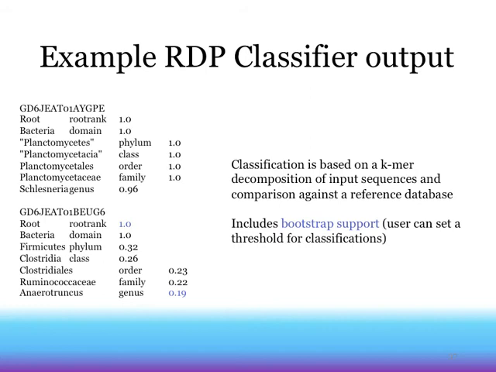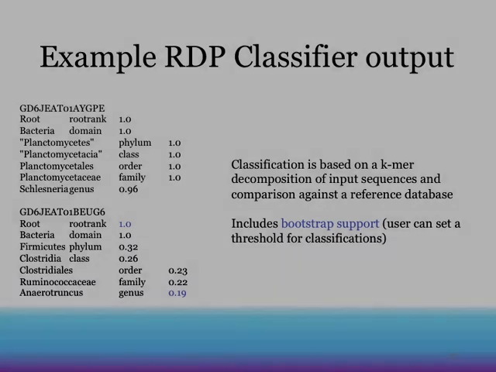Often what you will do with this is set a minimum threshold. You might say anything less than 0.7 is out. I'm not going to forget it, right? 19% support, no. Do not call that a genus or anything else.